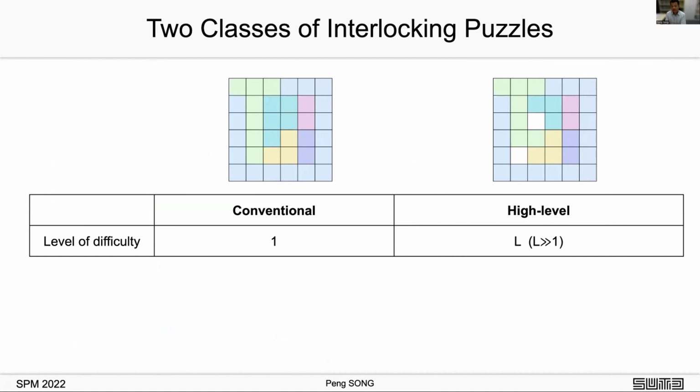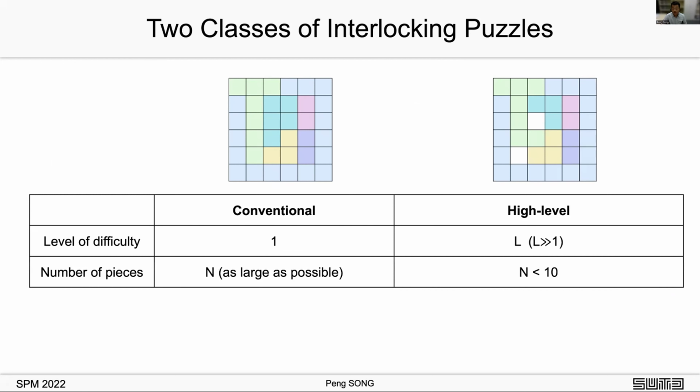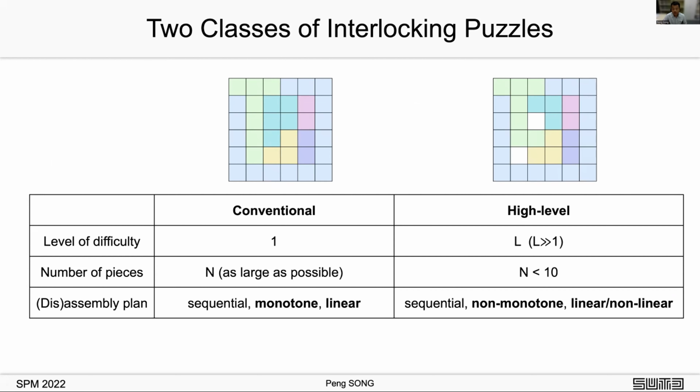Here is a comparison between these 2 classes of interlocking puzzles. Conventional interlocking puzzles has a level of difficulty equal to 1, while high-level interlocking puzzles has a larger level of difficulty. For conventional interlocking puzzles, the number of puzzle pieces can be as large as possible, since the assembly plane is relatively easy. However, for high-level interlocking puzzles, we assume a small number of puzzle pieces to ensure pliability of the puzzle. For conventional interlocking puzzles, we assume a sequential, monotone, and linear disassembly plane. While for high-level interlocking puzzles, we need to use a sequential, non-monotone, linear, or nonlinear plane to disassemble the puzzle.